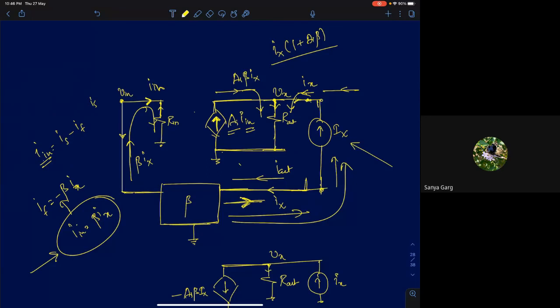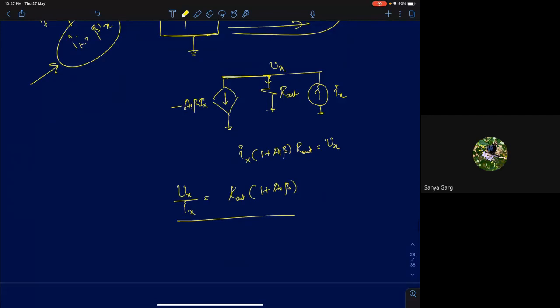So therefore, the current is the same. I'm injecting the same current as previously. But now the voltage Vx developed at this output node is much larger because the current flowing through R out is much larger. So what will happen to the output resistance? Same current, but much larger voltage. So which means your output resistance will become much larger. By how much? So that's what I've shown here.